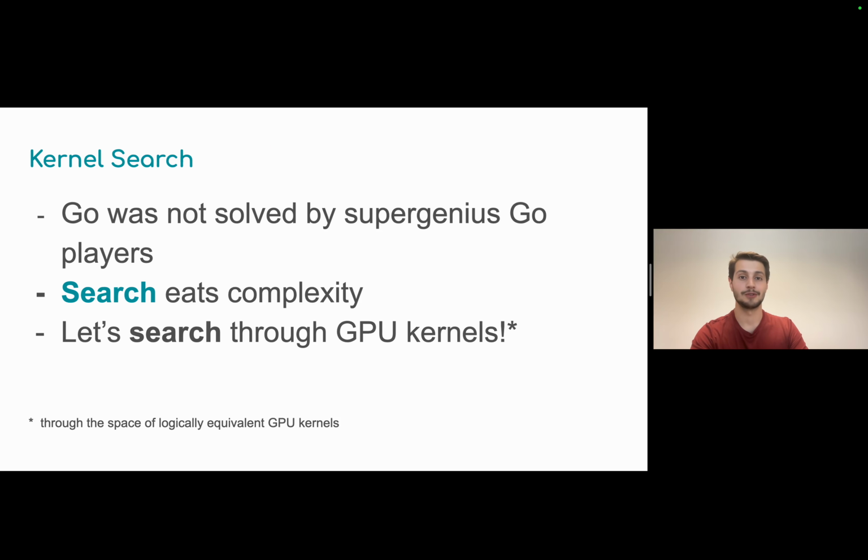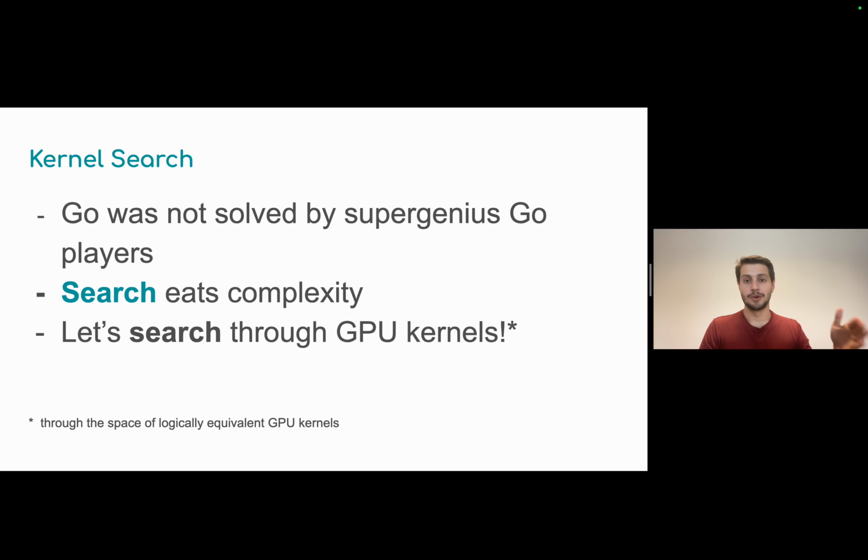Well, we actually turn to the same solution that the AlphaGo guys did when they were creating AlphaGo and they wanted to crack the game of Go. They said that they were not super genius Go players, that Go was a very tough problem, and instead of trying to write the perfect algorithm that would be able to solve Go in one shot and always find the best move, what they did is they turned to search. They said, we're going to search through a whole bunch of board states, we're going to do a really fancy tree search, and we're going to use a guided neural network to go through it. But the point is that search ate the complexity of Go.